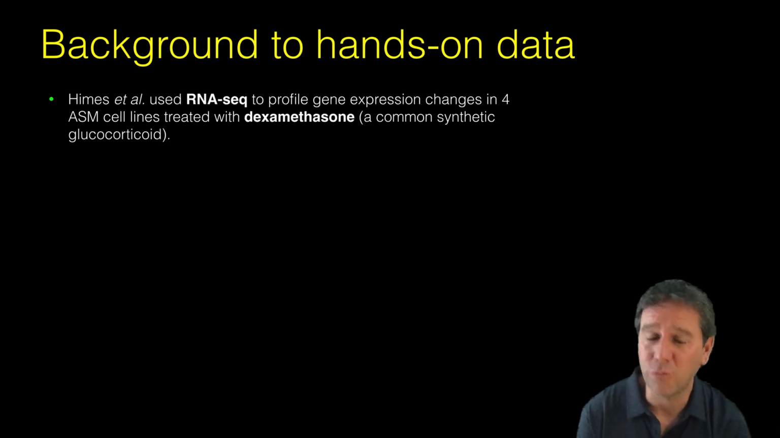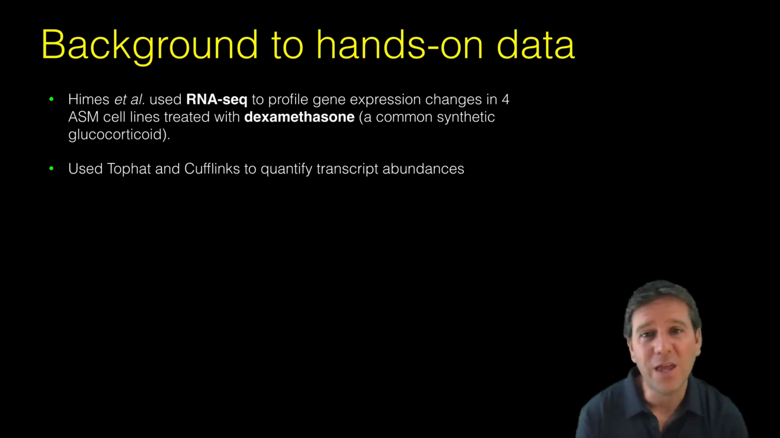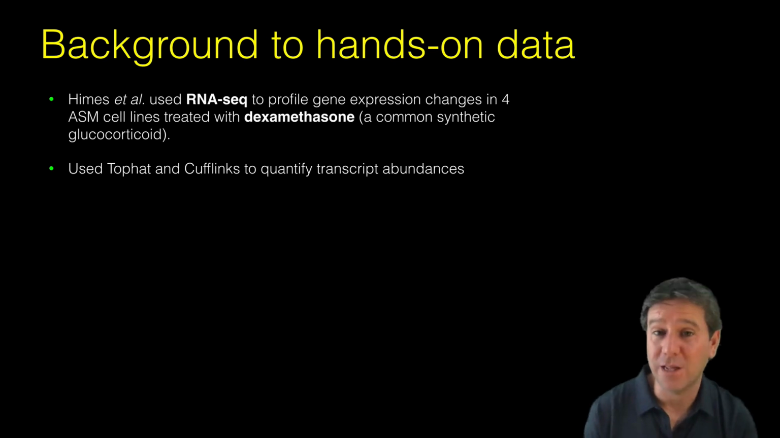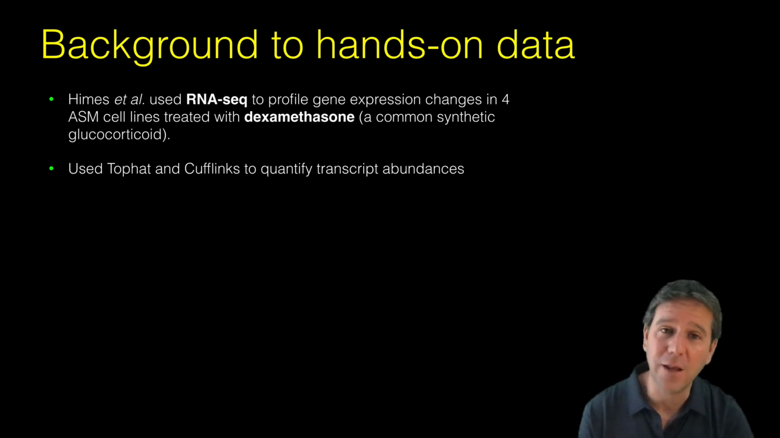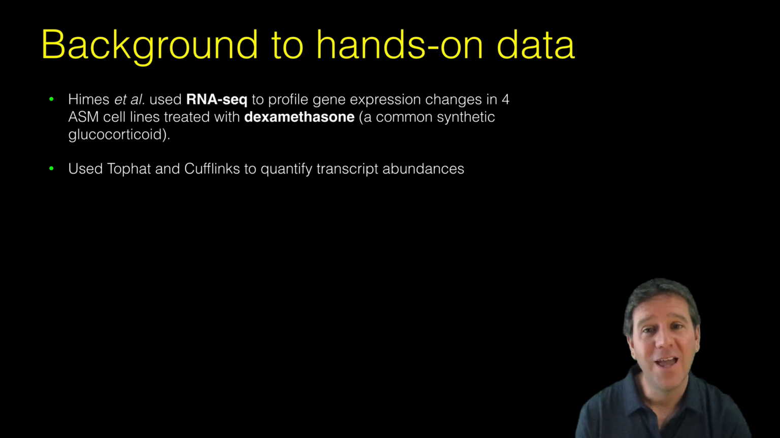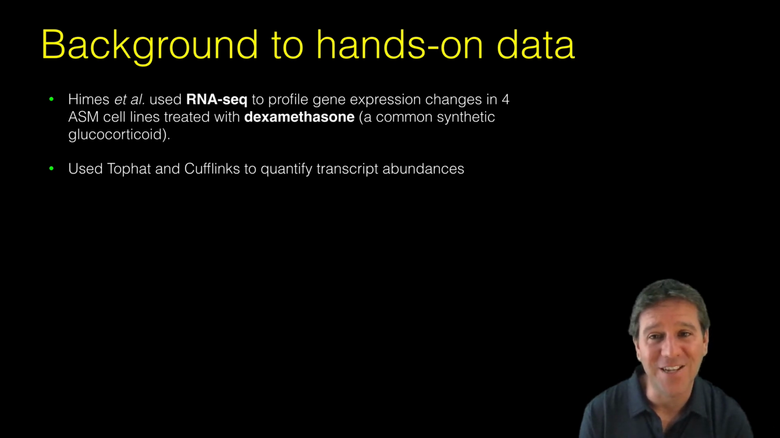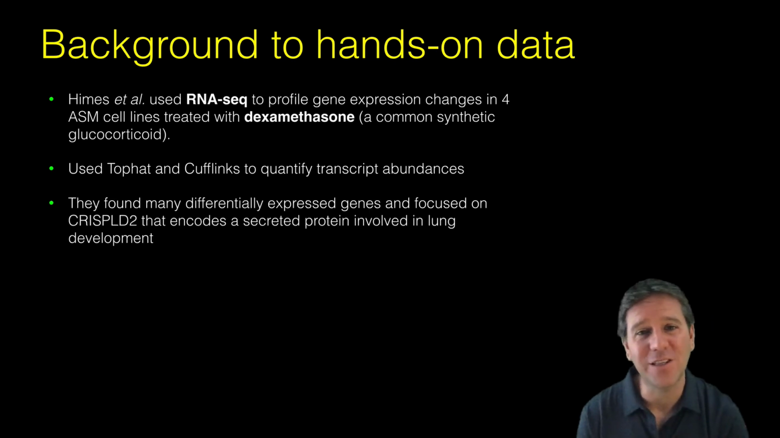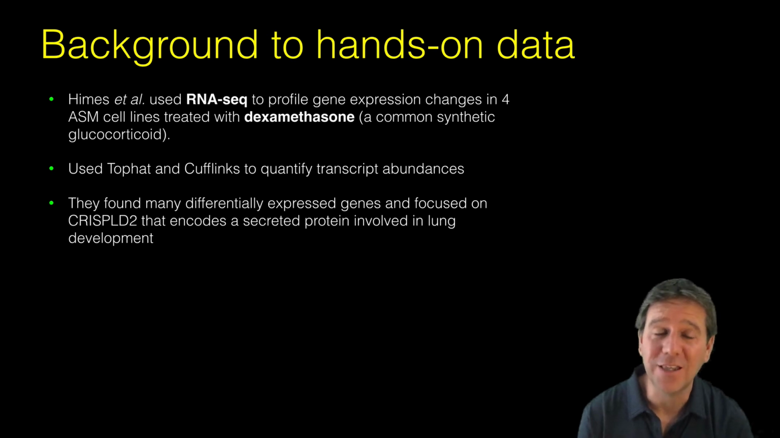set out on this road to try and understand these mechanisms, and they began to use RNA-Seq to profile gene expression changes in 4 ASM cell lines treated with dexamethasone, a common synthetic glucocorticoid used for the treatment of asthma. Now, they used TopHat and Cufflinks to quantify transcript abundances in exactly the same way we did actually in our last hands-on session, where we used Galaxy to coordinate this analysis. They focused in on just one gene that they found.